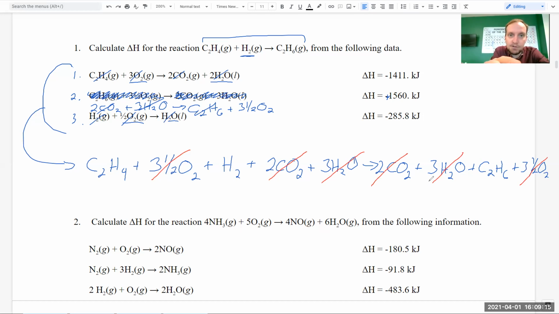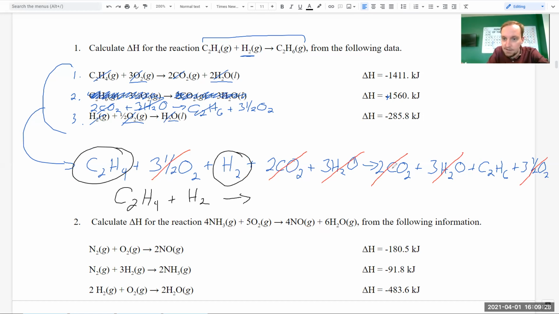So what do I have left over? I have C2H4, which is this. I have plus 1H2, which is that. Nothing else on the left side. So now on the right side, nothing, nothing, only C2H6, which is that. Notice this looks exactly like that. So that is fortunate. So now we got our reaction correct. Everything's on the right side. All we had to do was flip reaction 2.